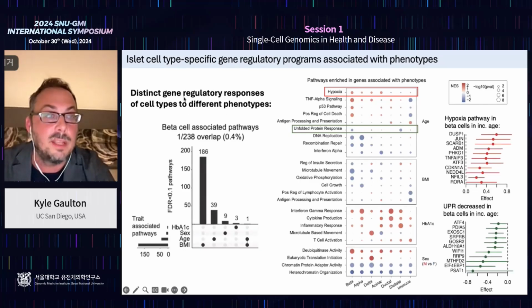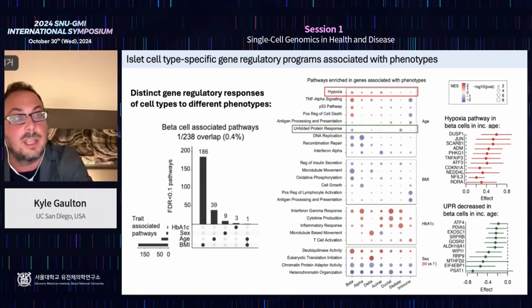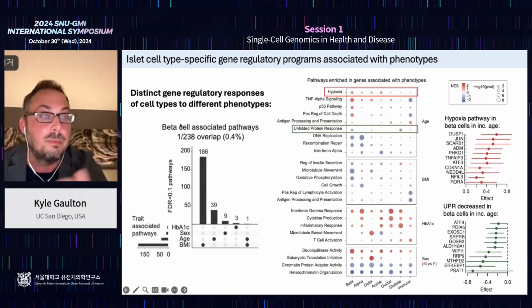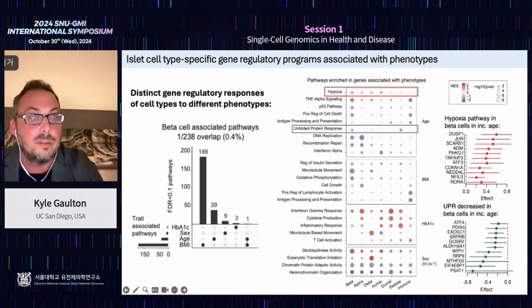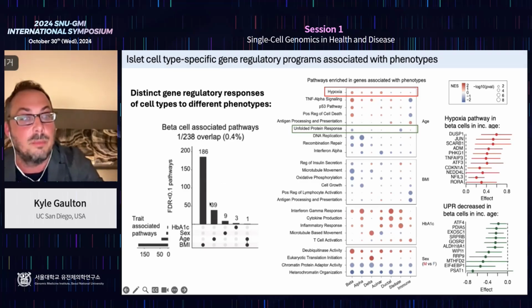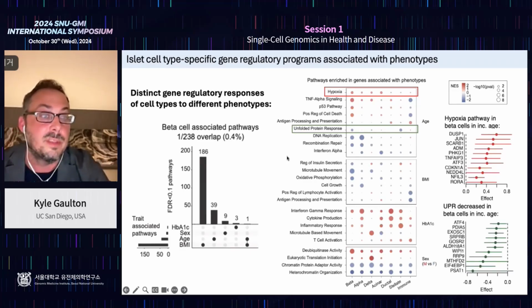But what was particularly interesting is that within a cell type, there were highly distinct responses of the same cell type to different phenotypes. So, for example, in beta cells, the cells that secrete insulin, and they're the cells that are most important in diabetes, there was almost no overlap in the pathways associated with each of the phenotypes that we tested here: age, sex, BMI, and glycated hemoglobin levels, HbA1c. So there's quite diverse responses of cell types to different phenotypes, even in the non-disease state.